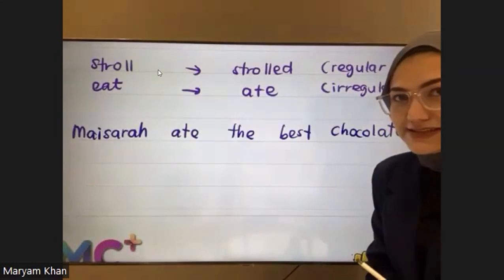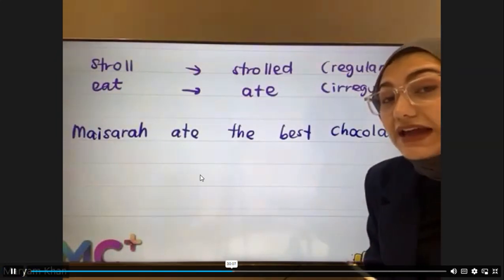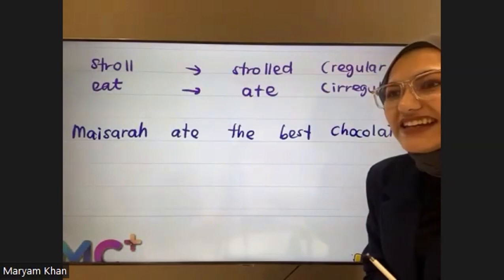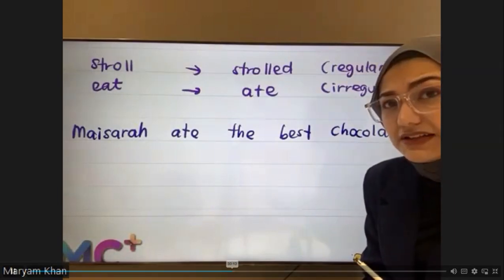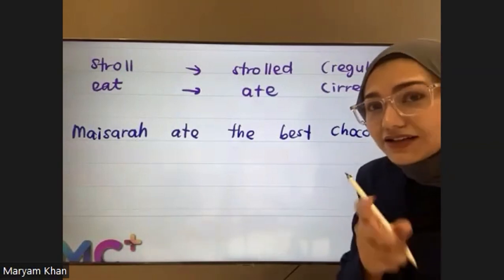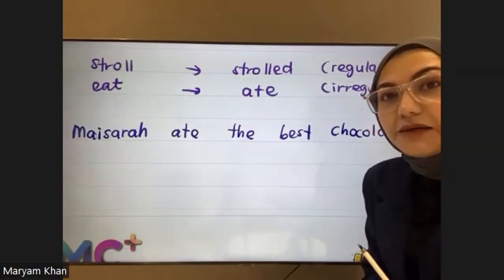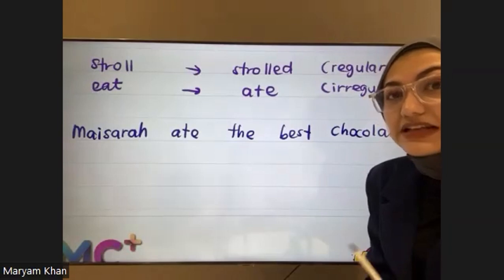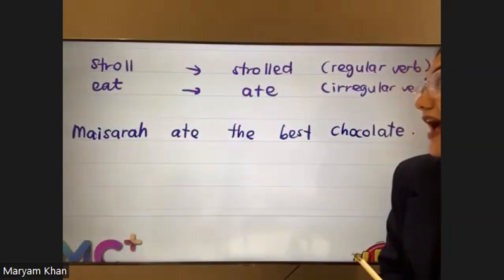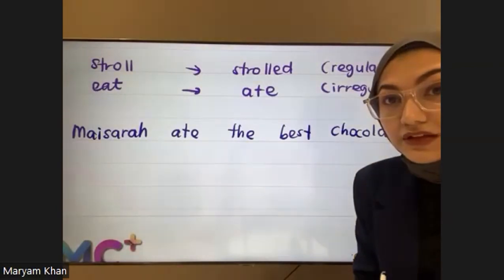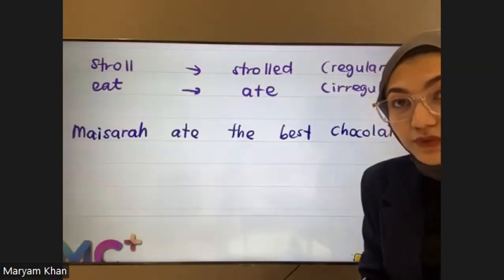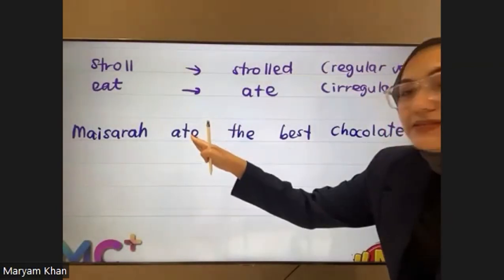Happily, greedily, doesn't matter. That one is an adverb. You add more words untuk jadikan macam mana dia makan. Dengan gembira ke? Dengan tamak ke? Sorry, Maisara. Macam mana? Okay, mestilah dengan gembira kan? Maisara happily, or Maisara ate the best chocolate happily. Okay, joyfully. Okay, so itu adalah to describe macam mana dia makan.